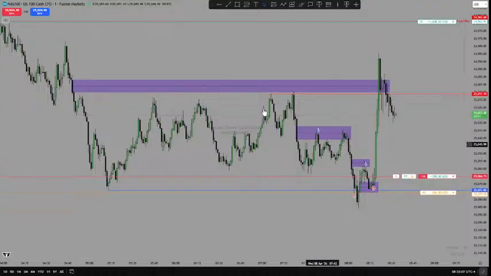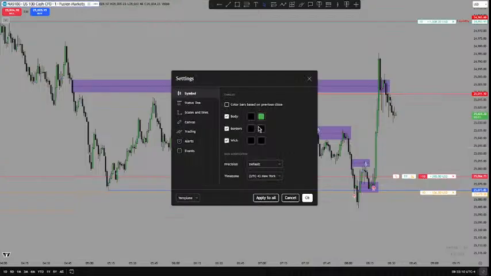Then I flipped the chart from that point. I'll flip it one more time.